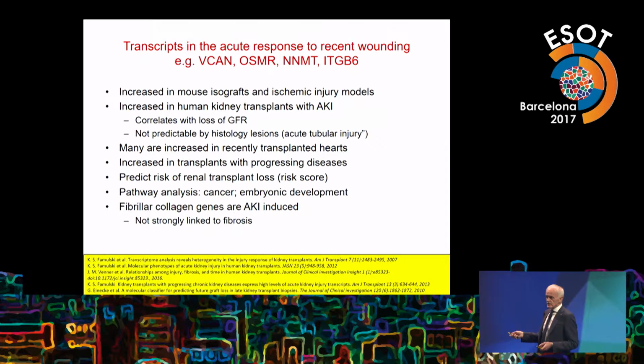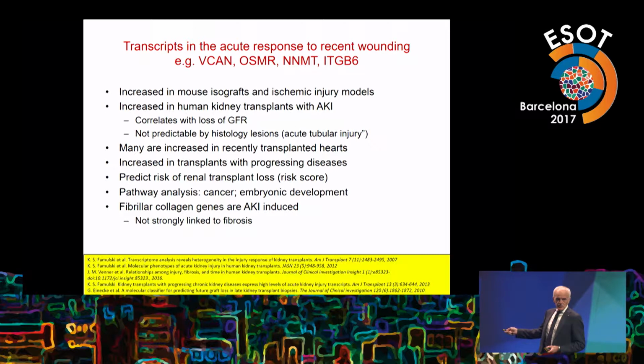Many are also increased in the hearts. The wound repair response is shared across the organs to some extent. It's also shared in transplants with progressing diseases, so new onset of injury induces AKI-like transcripts. It predicts the loss.